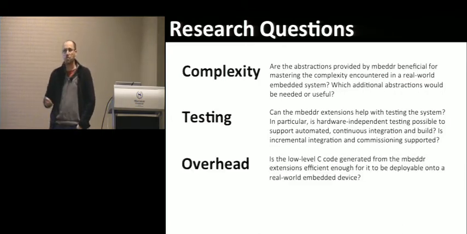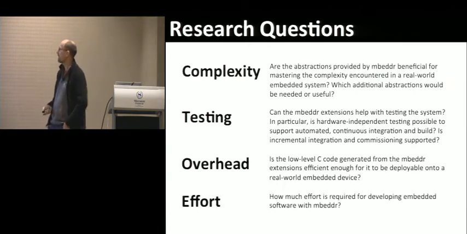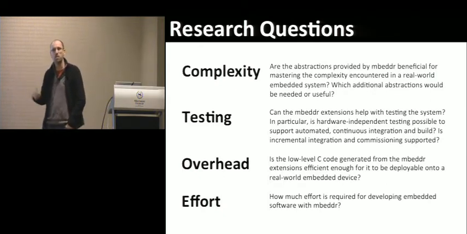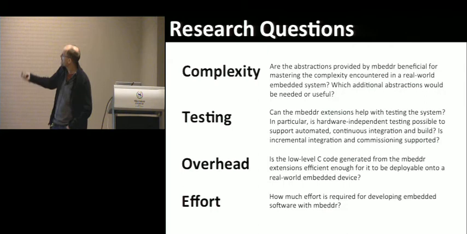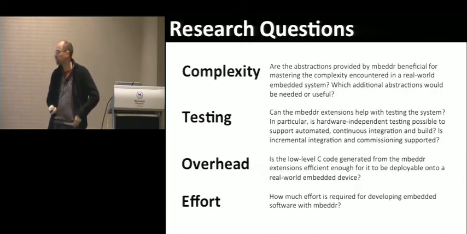Then overhead. Abstraction tends to induce overhead, you know, things getting slower or requiring more memory. That's something we were looking at. And then the effort. Does this introduce more effort or reduce the effort? Obviously, if you get all these benefits but it's three times more effort, then it's probably not viable.